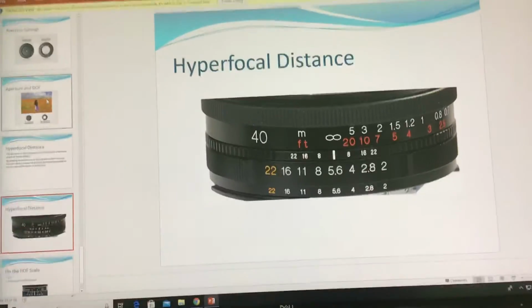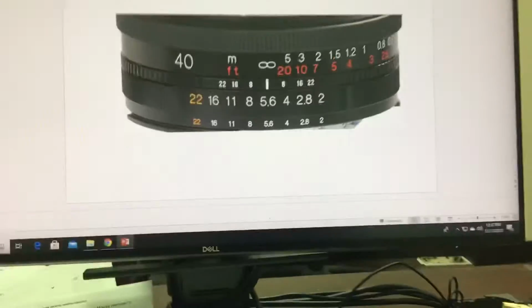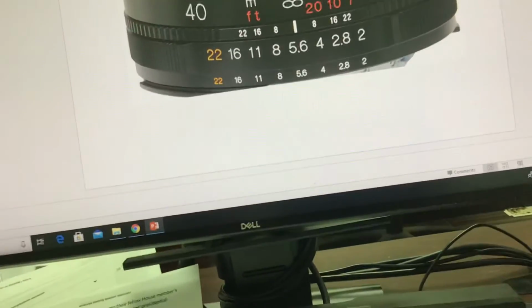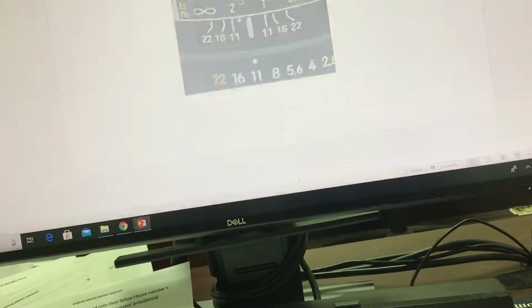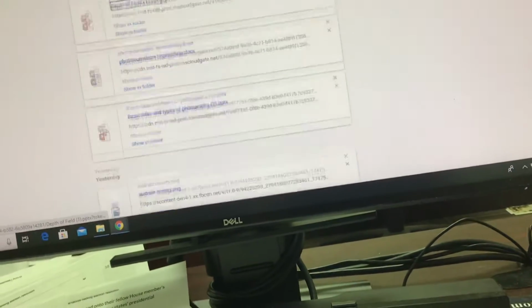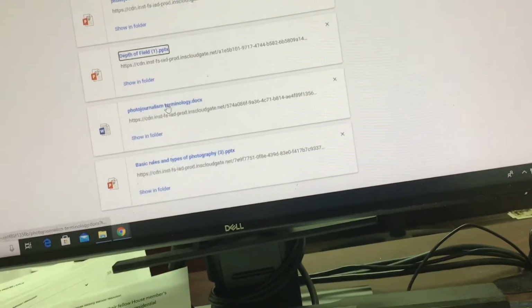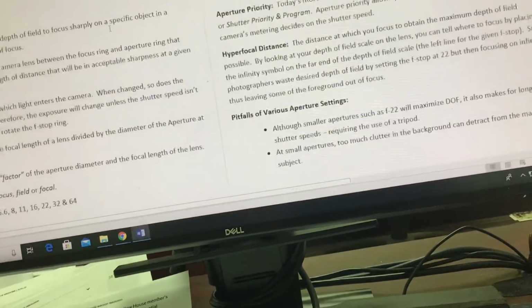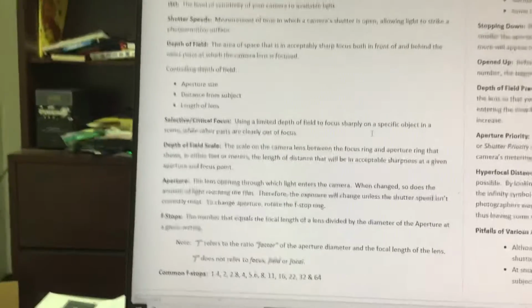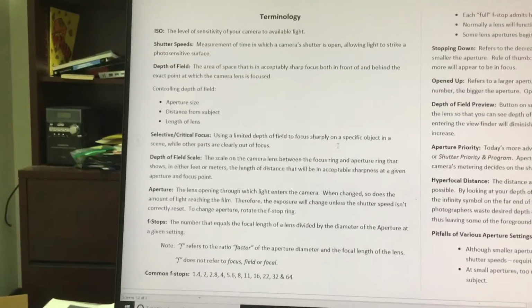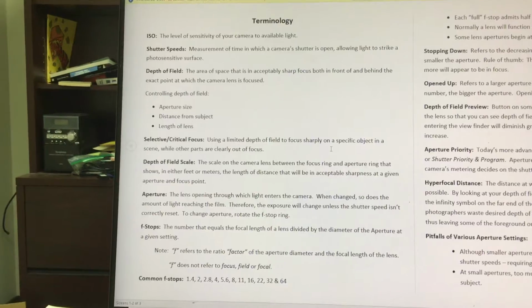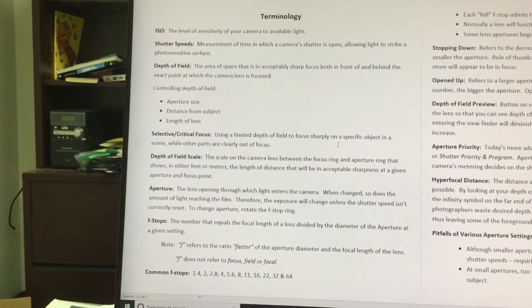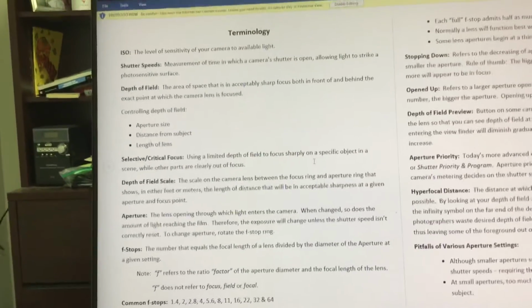Three factors that control depth of field. So here we're moving into terminology. Let's close this and pull up our terminology. Okay, so the three factors that affect depth of field are your aperture size, the distance from the subject, so the distance between you and the subject, and the length of your lens.